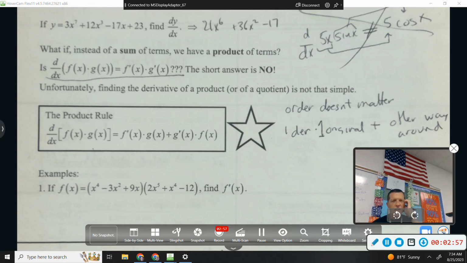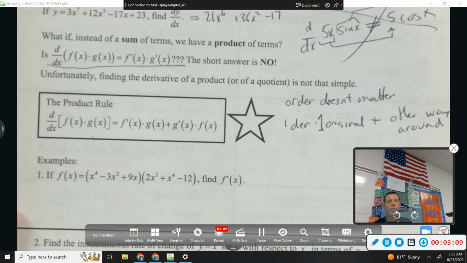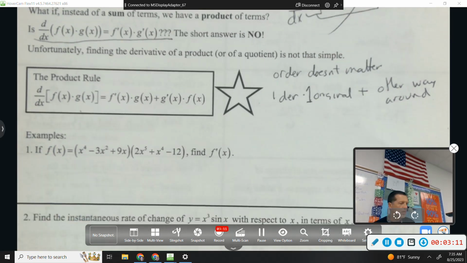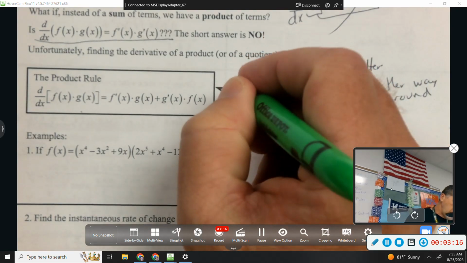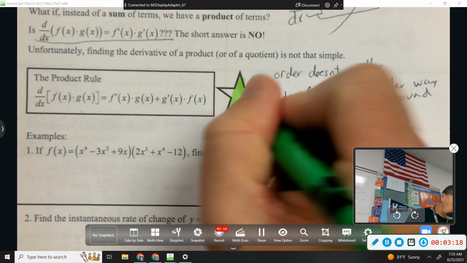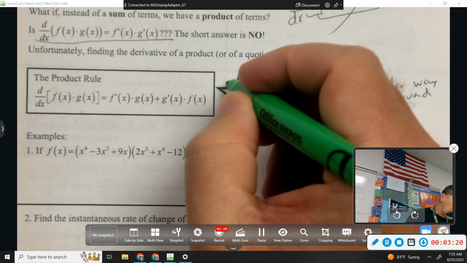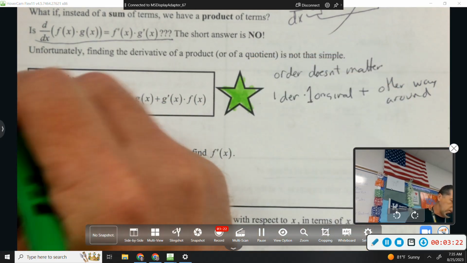So I don't always do f prime times g. Sometimes I do g prime times f, but it doesn't matter. So derivative of one times the other plus the other way around. That's the conceptual way to think about the product rule. Super important. I guess the good news is you're going to use it so often that you'll have it memorized soon enough, because we use it all the time.